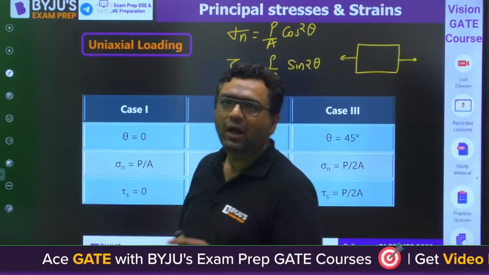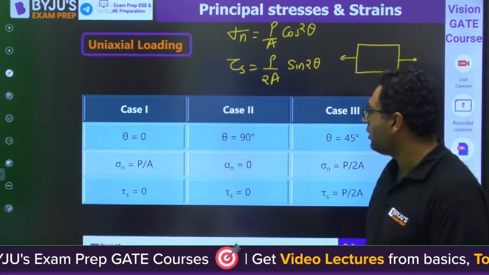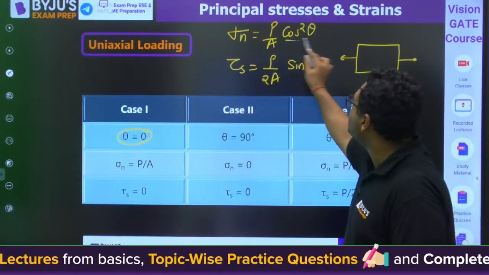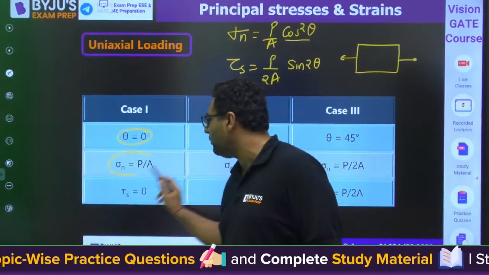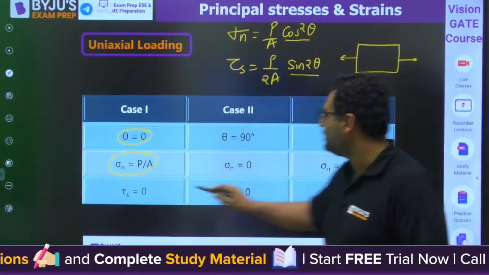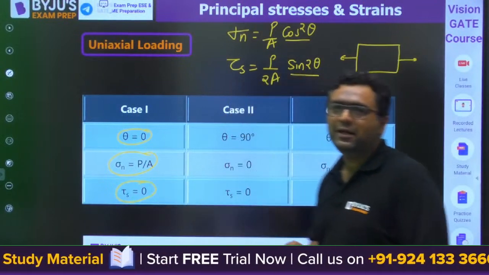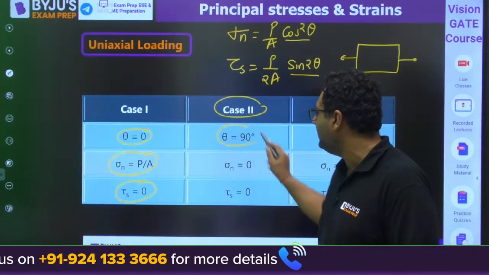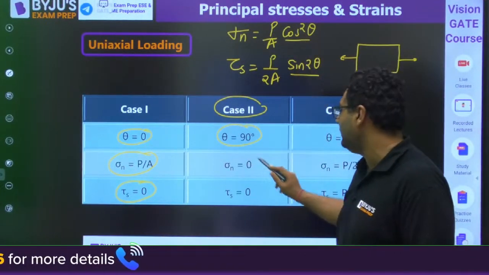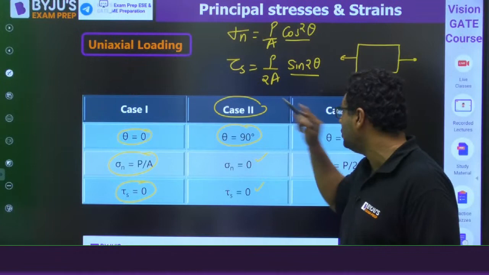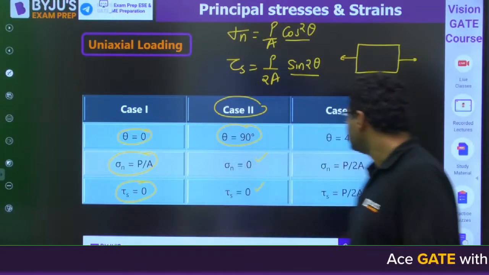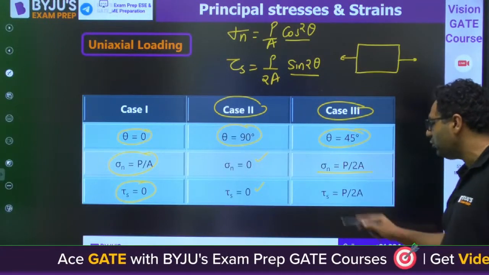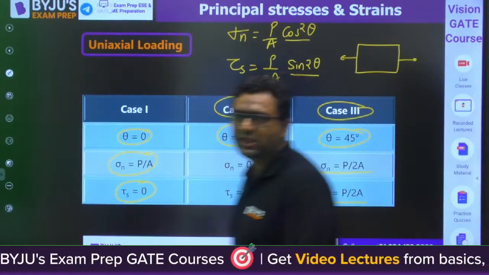When you go for three cases: when you put theta equal to 0, you know cos 0 is 1, you will get sigma as P by A, and when you put 0 here, you will get tau s as 0. Similarly, in case 2, putting theta 90, cos 90 is 0, you will get 0 here, and shear will also be 0 because sin 180 is also 0. Similarly, in case 3, theta 45 will give you P by 2A as normal stress and P by 2A as shear stress.